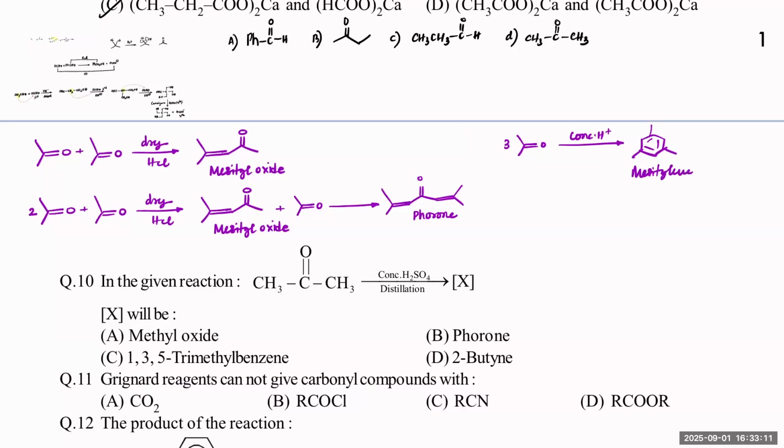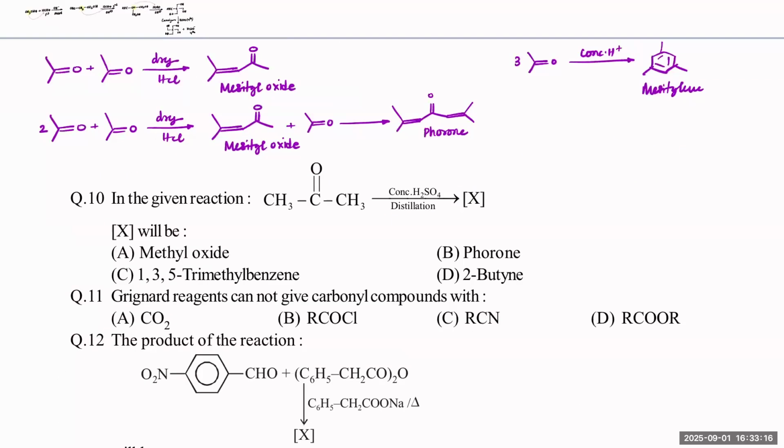First read what I have written, then try to write it on your own. Okay, please do that. Right, let's see now. Could you please explain the last one again? Which one? Last one means this one. How we get mesitylene or how we get phorone or all? This one.